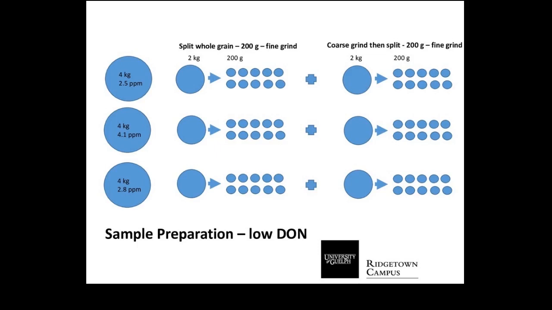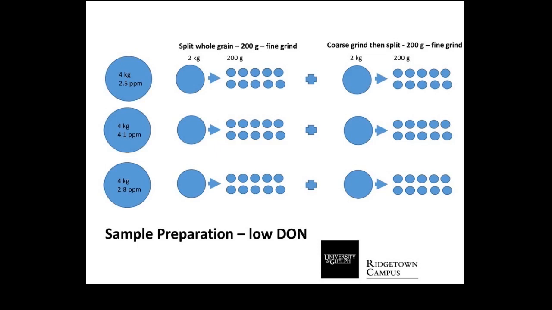And then we took the brother sample, or the duplicate sample, and coarse ground the whole thing, the whole 2 kilograms, before we split them. And then we selected a 200 gram sample of coarsely ground material and ground it very finely.